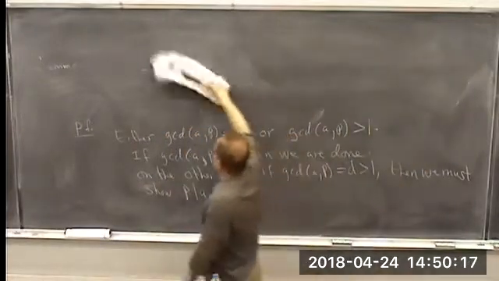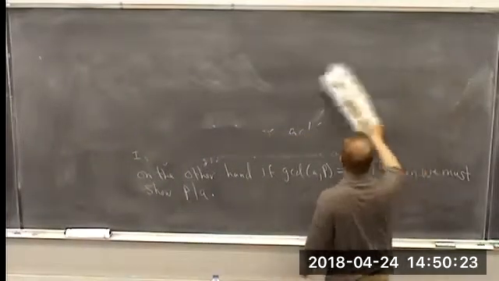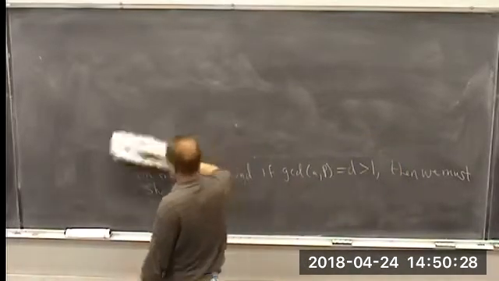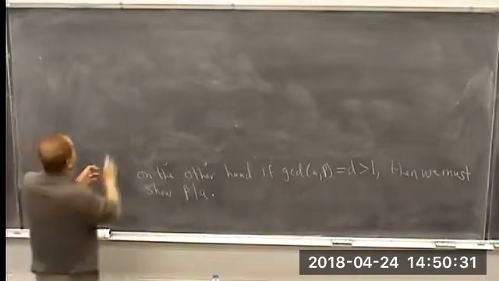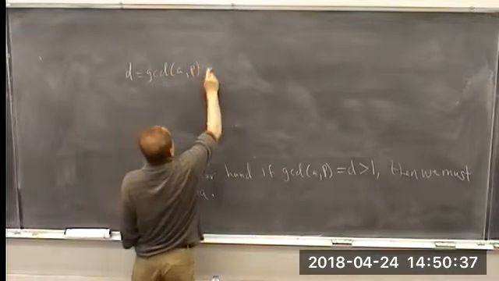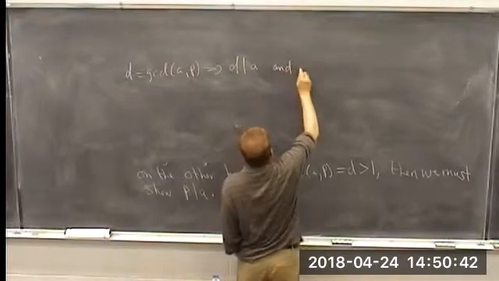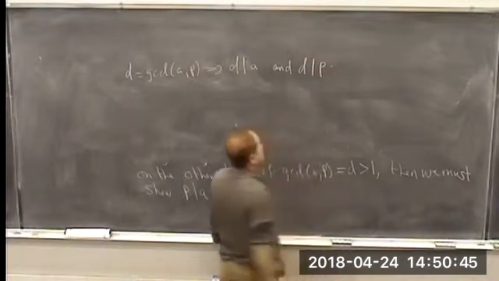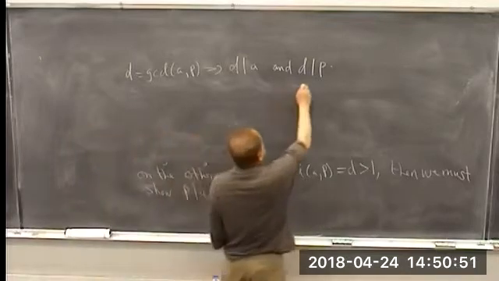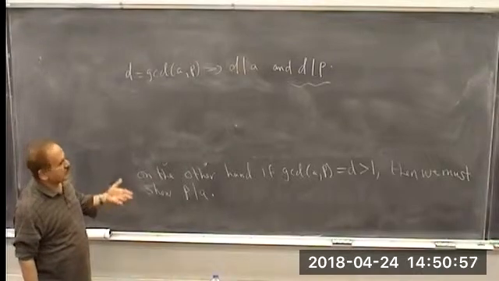Now we know from the definition of greatest common divisor that D is going to divide both numbers that we are taking there. So D equal greatest common divisor of A and B implies D divides A, and D divides B. Now, from here, D is a positive divisor of P.